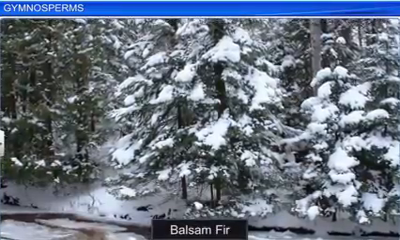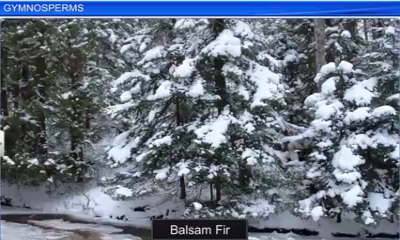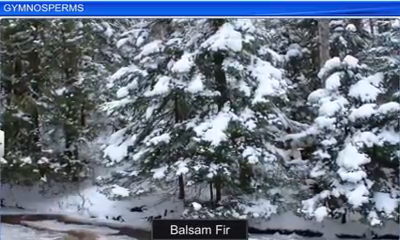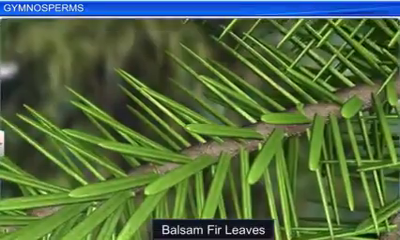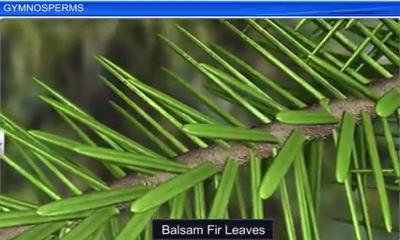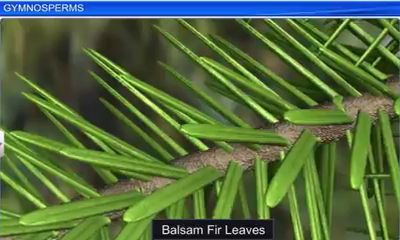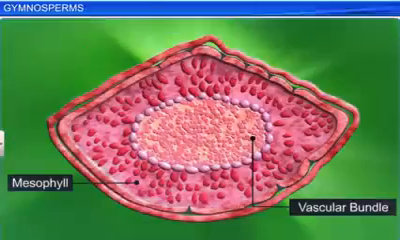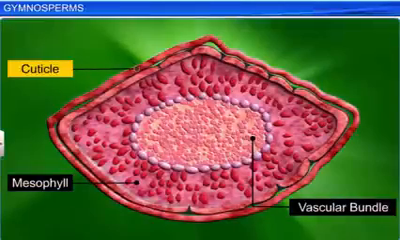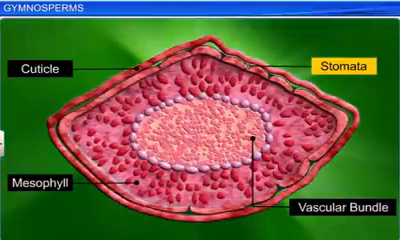Moreover, these leaves are well adapted to withstand extreme climatic conditions as seen in balsam fir. Its needle-like leaves reduce the surface area, which in turn reduces loss of water due to transpiration. Even the thick cuticle and sunken stomata on the leaves reduce the rate of water loss.